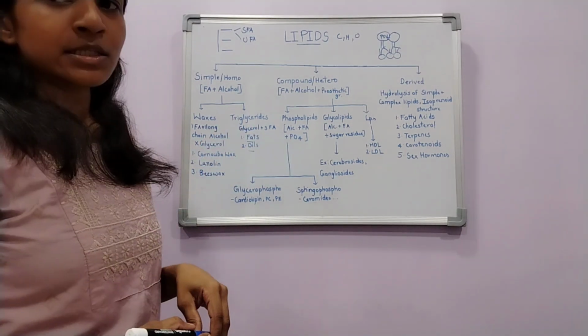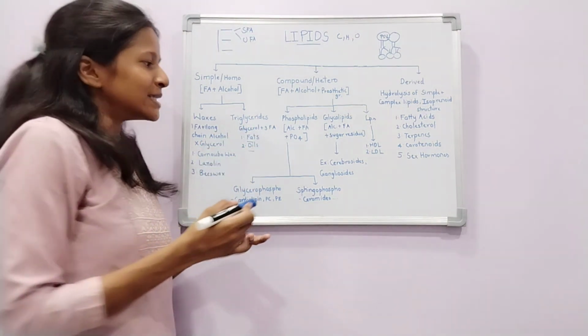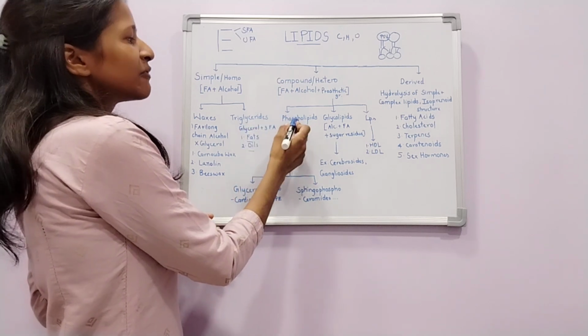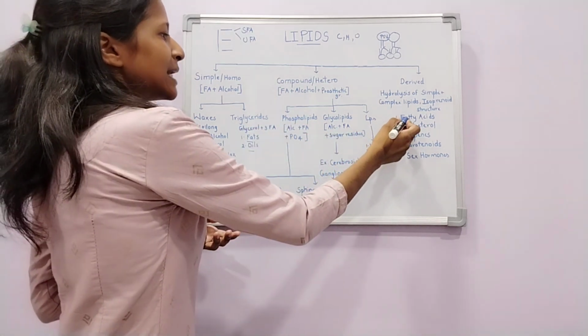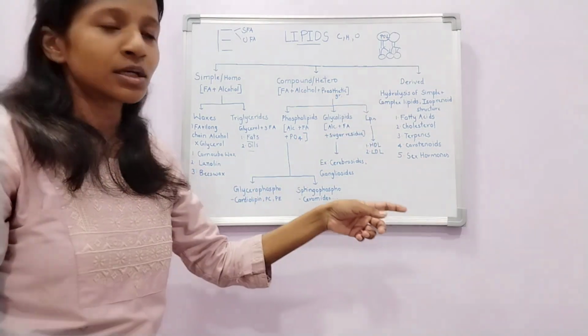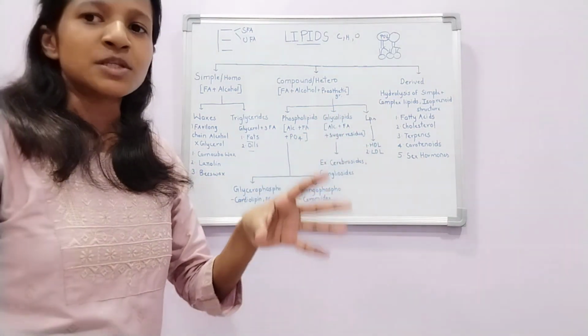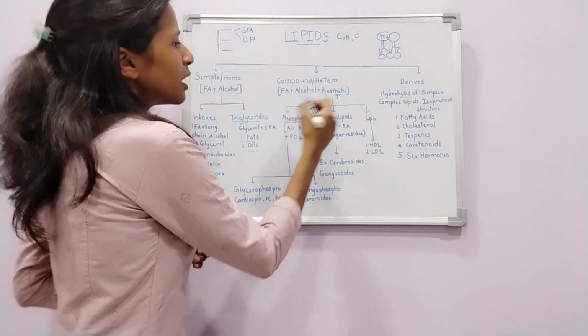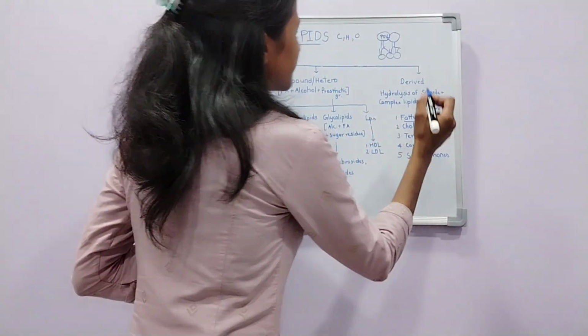Once you understand this, it will be much easier to understand the formation of triglycerides and the role of phospholipids and the different types of fatty acids. Now fatty acids can be saturated or unsaturated based on the presence or absence of double bonds. So let us look into these a bit more in detail.